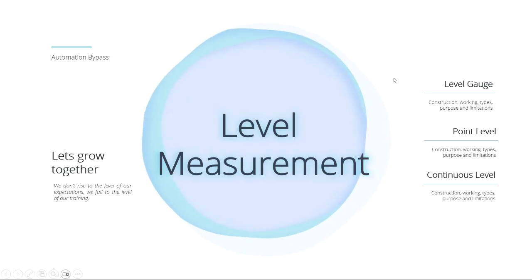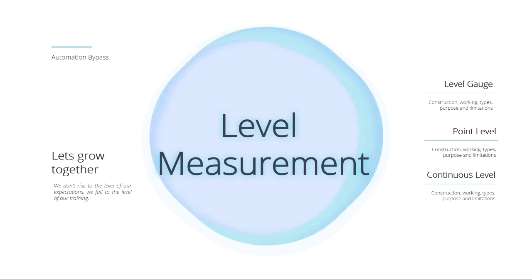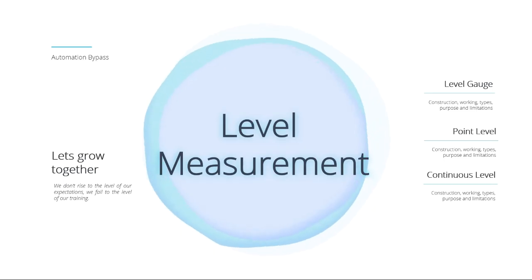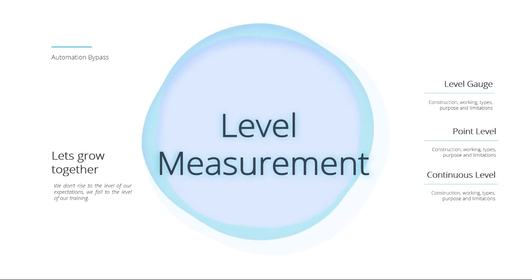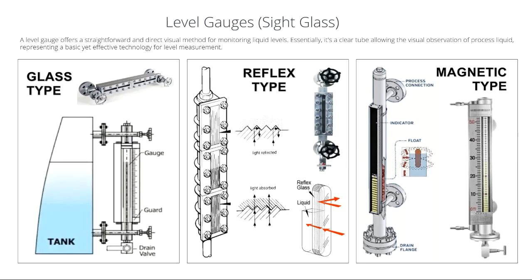So on the right side, you can see the content of today's lecture. First, we will discuss the level gauges, and then we will discuss some technologies through which we can measure point levels and continuous level. Moving on, the simplest form of level observation is through a glass, through a direct observer.